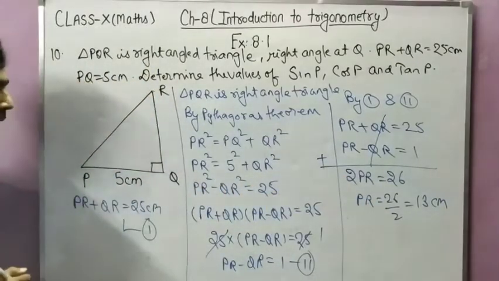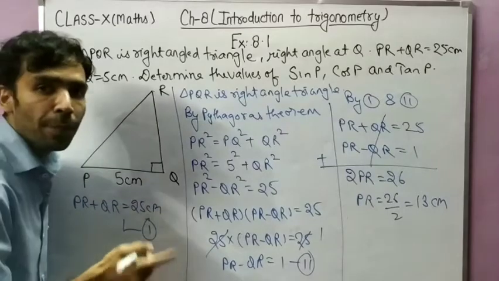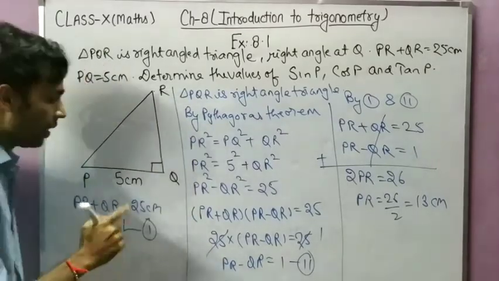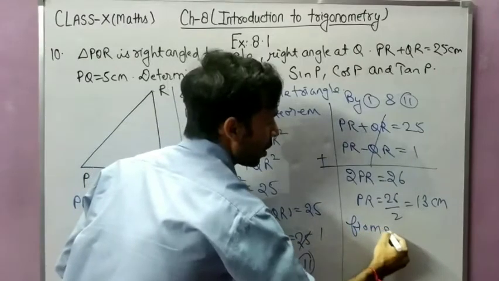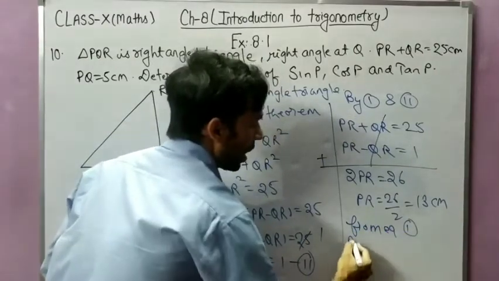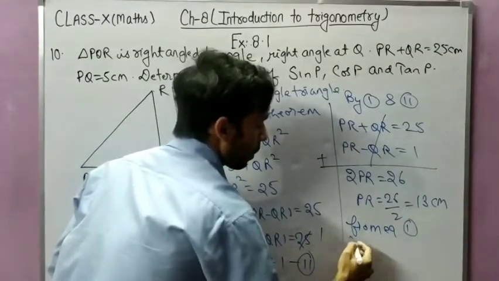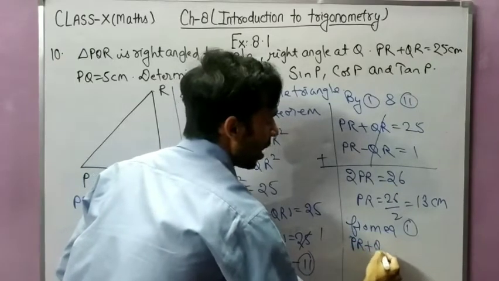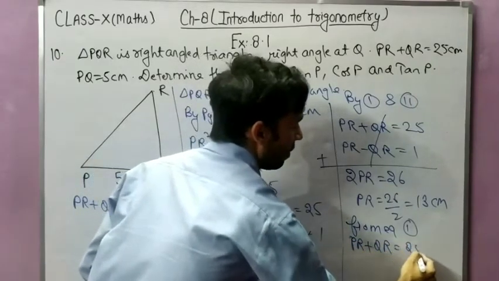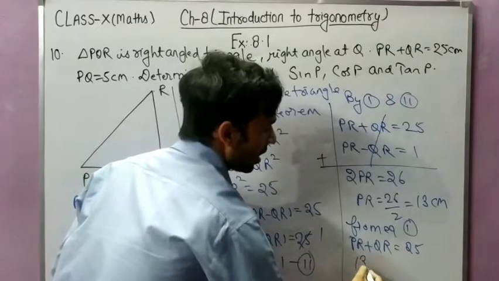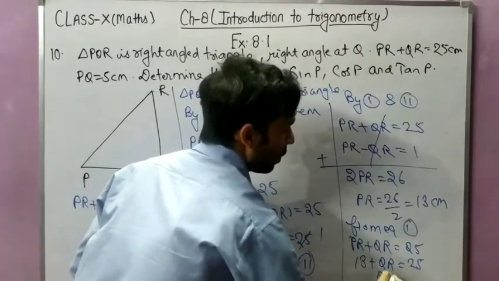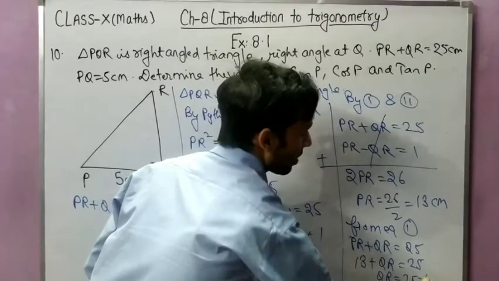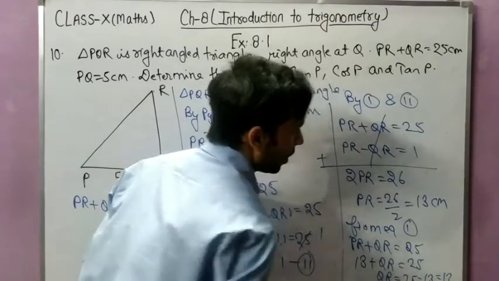If we know PR, then by putting the value of PR in either of the two equations, we can get QR. So from equation 1, PR plus QR was 25. So PR is 13 and QR we have to calculate. So QR will be equal to 25 minus 13, that is 12.